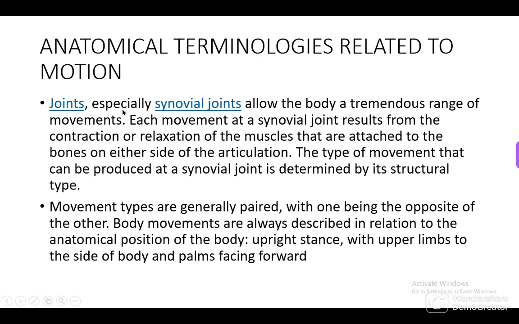Anatomical terminology related to motion, joints, especially synovial joints. Now synovial joints, you know the full movement is there, with contraction and relaxation of the muscles on either side of the articulation. Synovial joint means they can move through a 360-degree angle. Movement types are generally paired, one being the opposite of the other: flexion and extension, abduction and adduction, and especially eversion with inversion, for example. These are the movements at the joints, they are always paired.